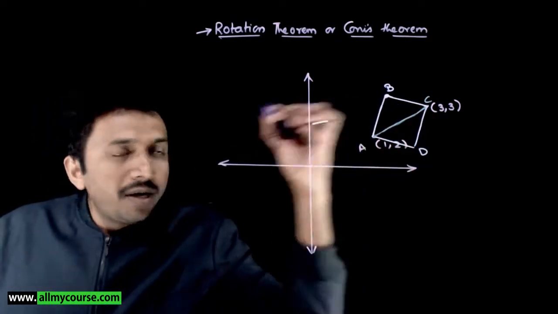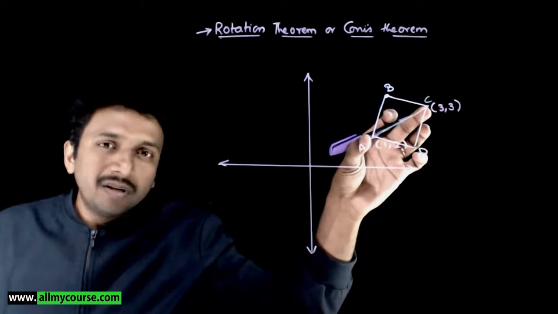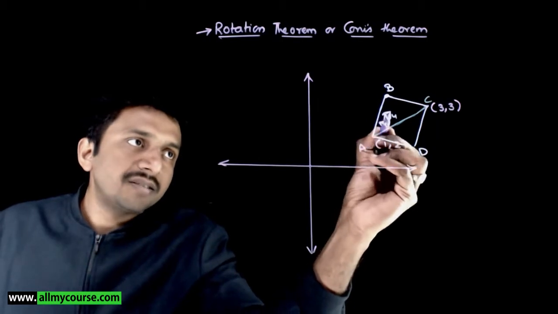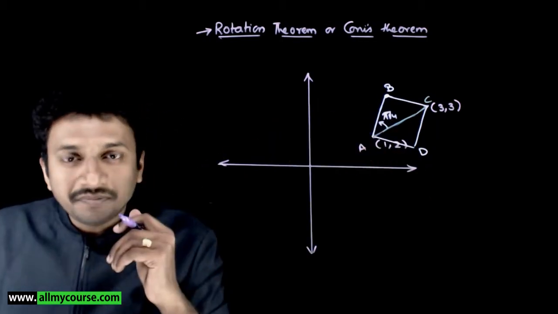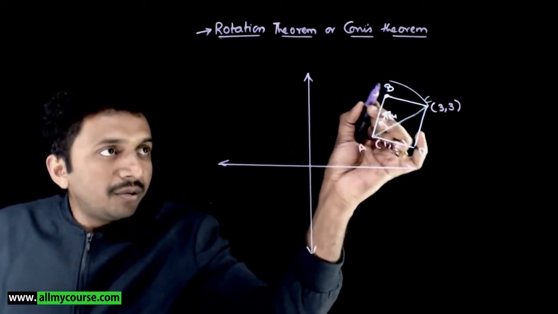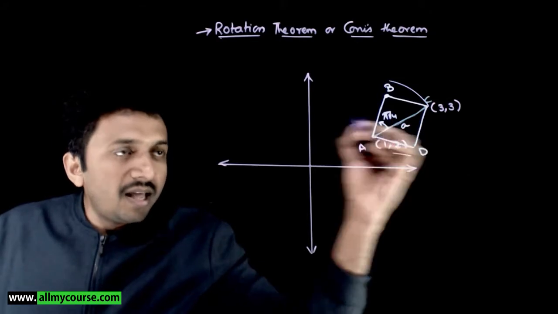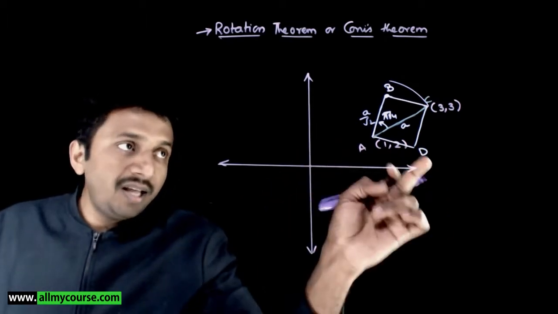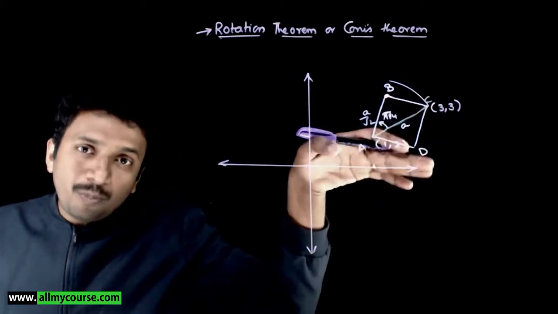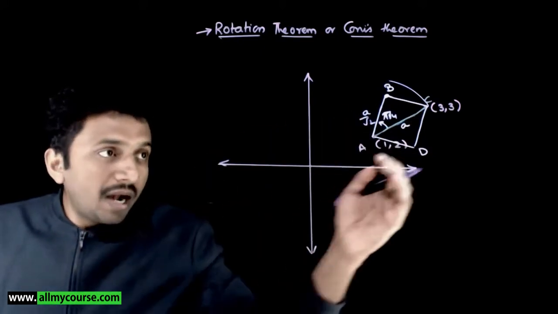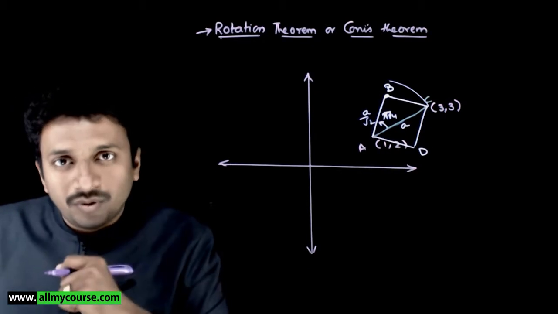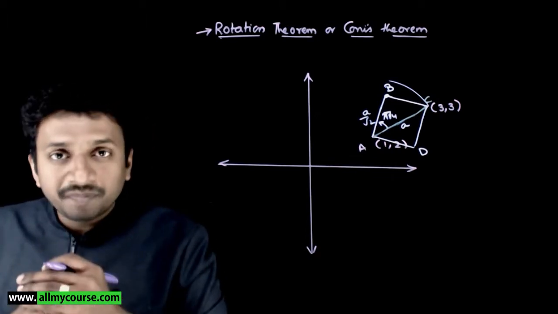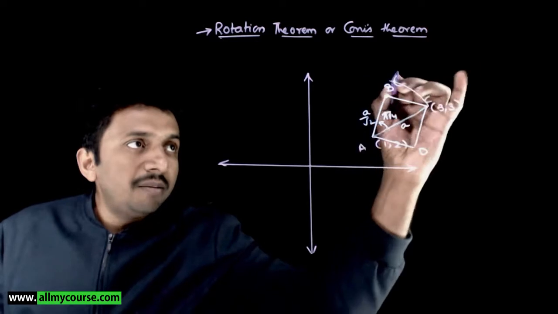To get to the point B, you need to rotate this AC by an angle of 45 degrees in the counterclockwise direction, and you need to decrease the magnitude by root 2 times, because if this is the diagonal A, the side will be A by root 2. And to get the point D, you need to rotate AC through pi by 4 in the clockwise direction and also reduce the magnitude by root 2 times. Now to do this from rotation theorem, let us apply our formula. So let point B be Z.